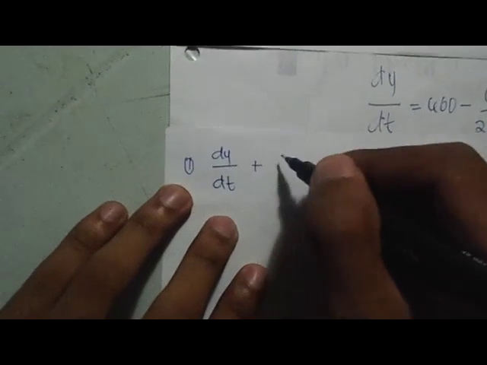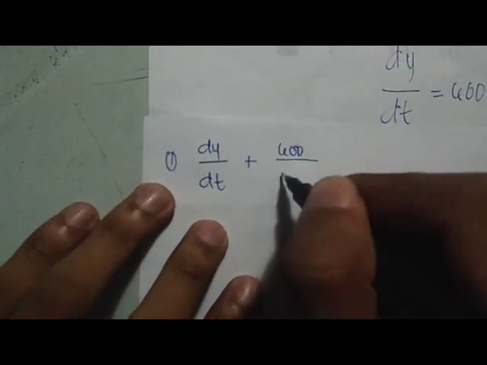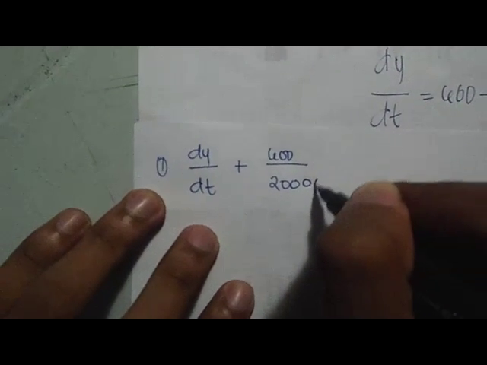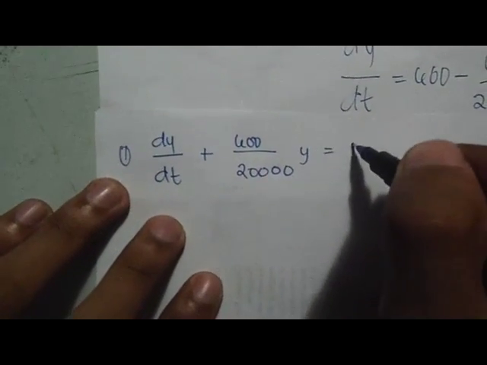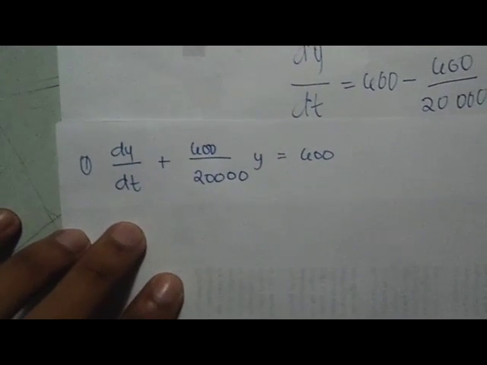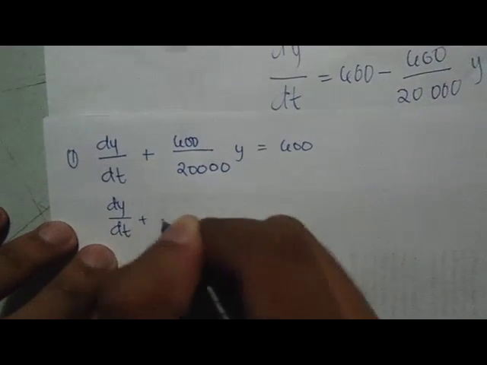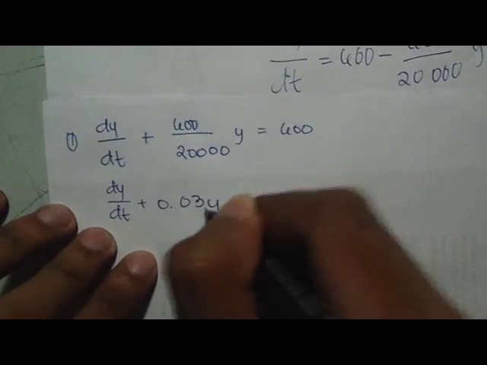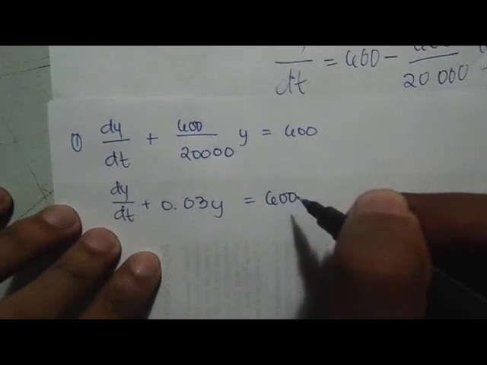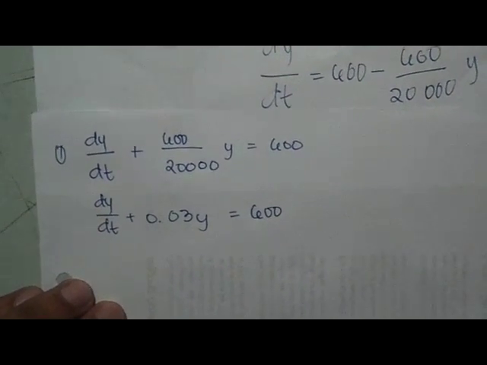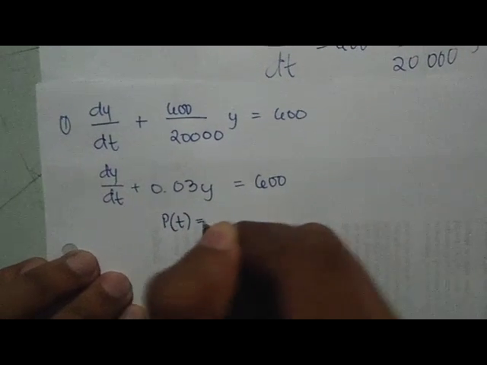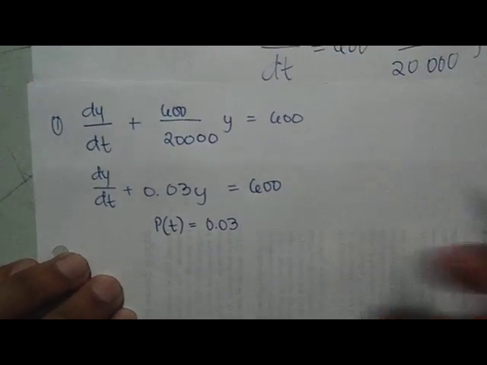So in this case, we could rewrite it as dy over dt plus 600 over 20,000 y is equal to 600. So we can simplify this equation as dy over dt plus 0.03y, which is equal to 600. So in this case, we have our p of t be equal to 0.03.